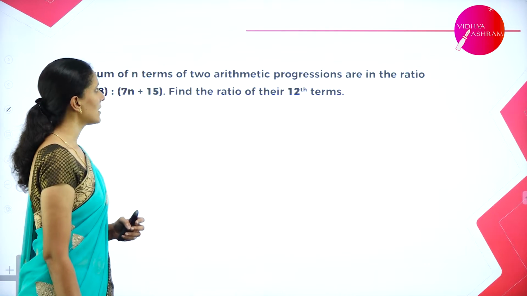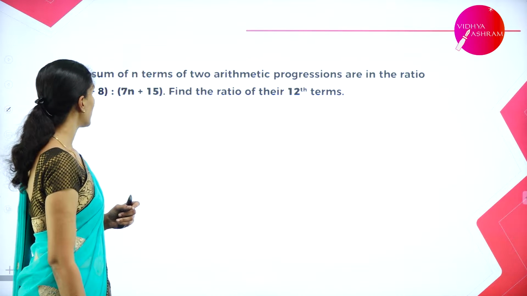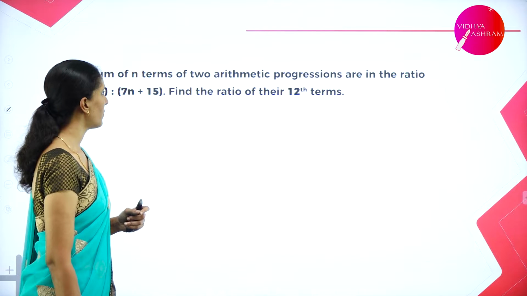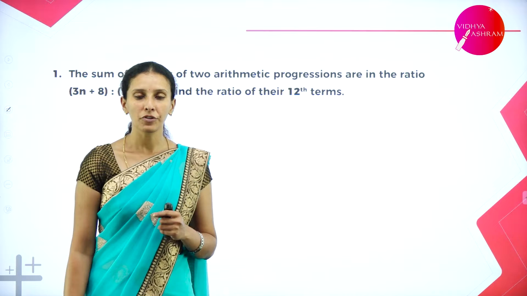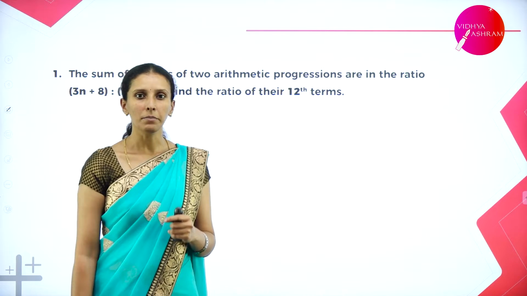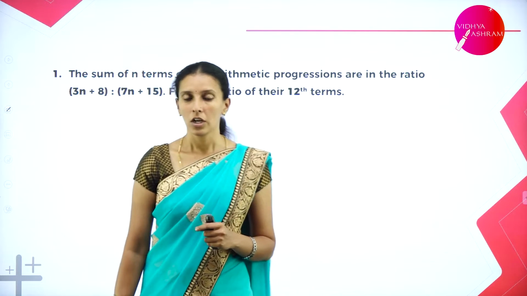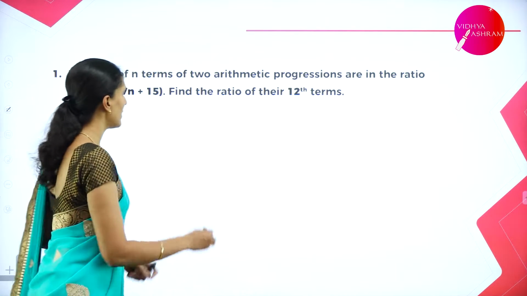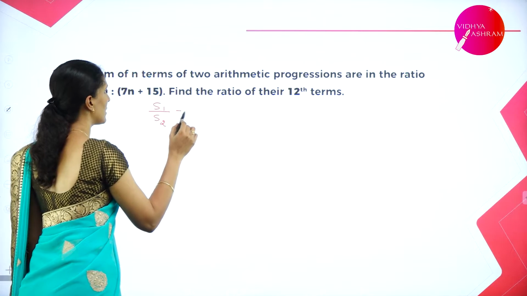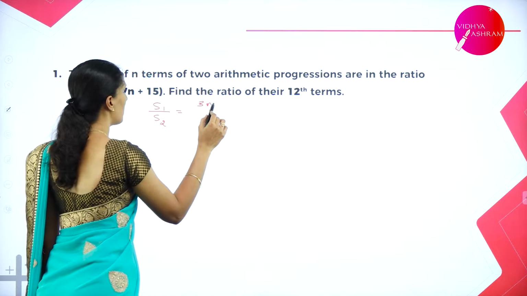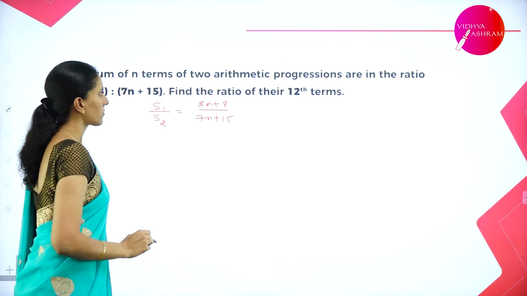The sum of n terms of two arithmetic progressions are in the ratio 3n plus 8 is to 7n plus 15. Find the ratio of their 12th term. So, we have to find the ratio of their 12th term. So, here the sums of two arithmetic progressions are given. Let me write it as S1 and S2. So, S1 by S2 is given in the form of 3n plus 8 divided by 7n plus 15.